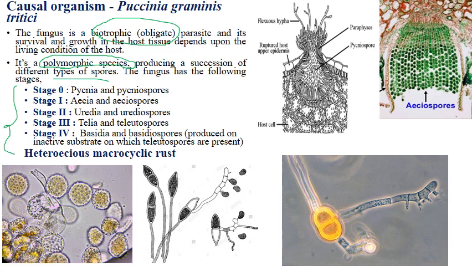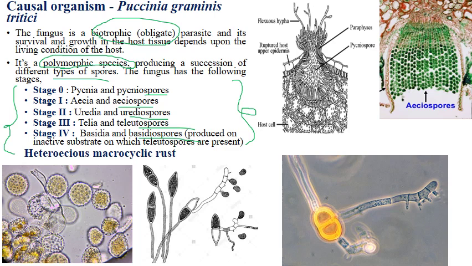Stage 0 is pycnia, which produce pycniospores; stage 1 is aecia, which produce aeciospores; stage 2 is uredia, which produce urediniospores; stage 3 is telia, which produce teliospores; and stage 4 is basidia, which produce basidiospores. Pycnia are converted into aecia, then aecia into uredia, and uredia into telia, which go to basidia. That's why it's called a polymorphic species, changing its shape and features.